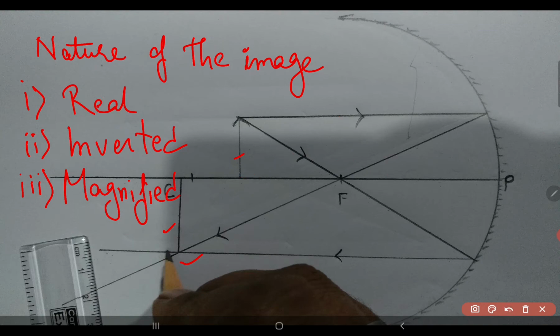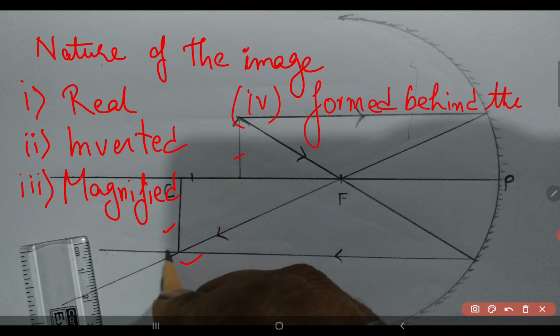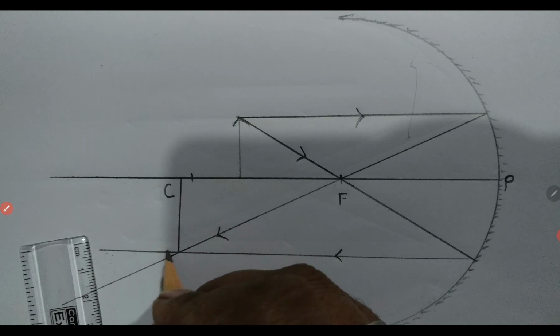Now the last one, the fourth one, the position. So where is it formed? Formed behind the center of curvature. So I hope this particular diagram is clear. So we can go to the next one.